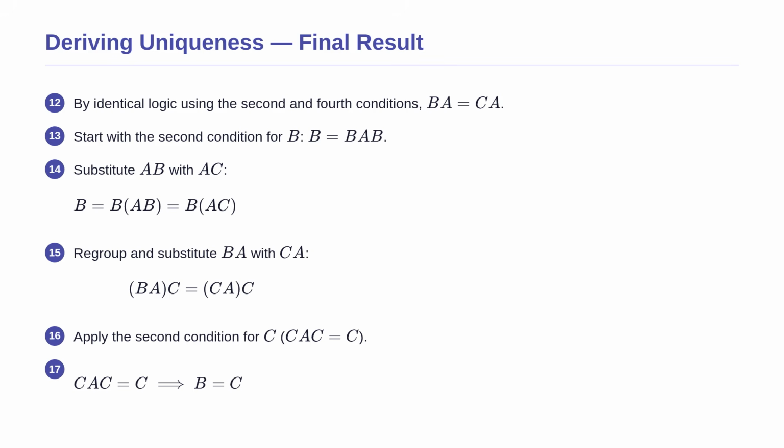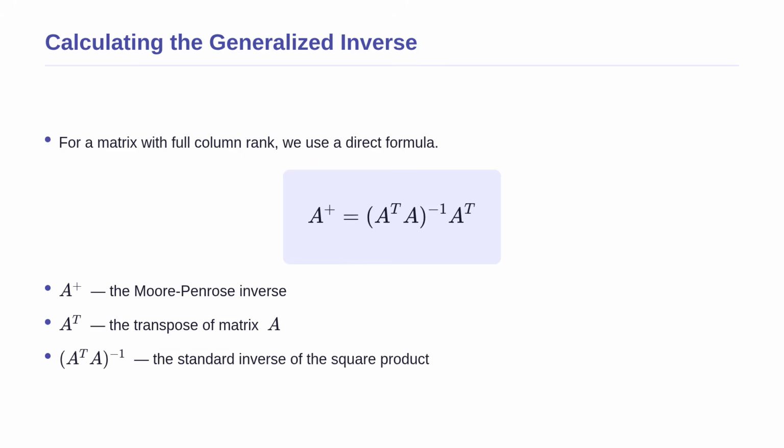We start with the second condition for B, which states B equals B times A times B. We group the terms and swap them out using the facts we just proved. First, we replace A times B with A times C. Then, we regroup and replace B times A with C times A. This leaves us with C times A times C. According to the second condition for C, this simply equals C. We started with B and ended with C, proving they are the exact same matrix. So we have proven that this unique inverse exists.